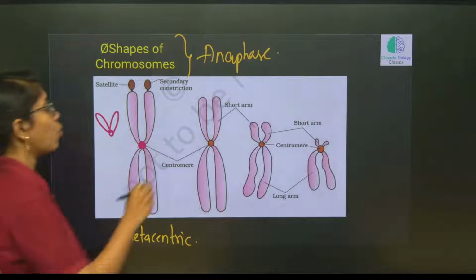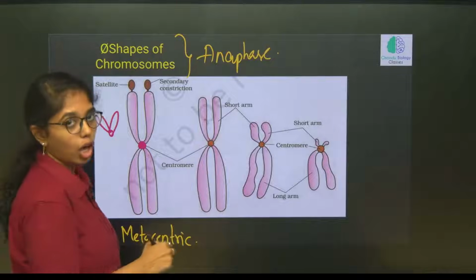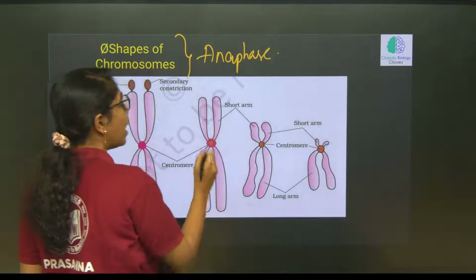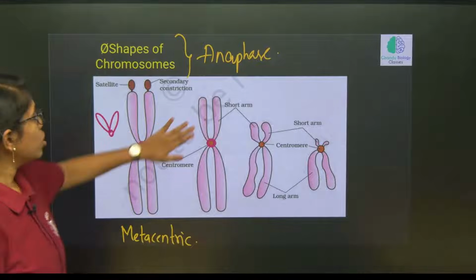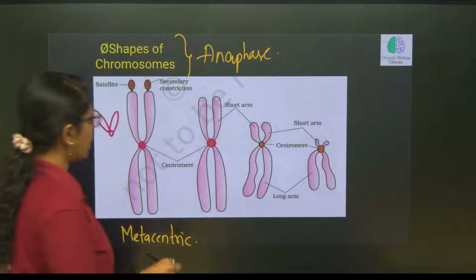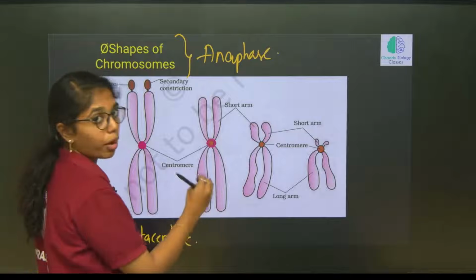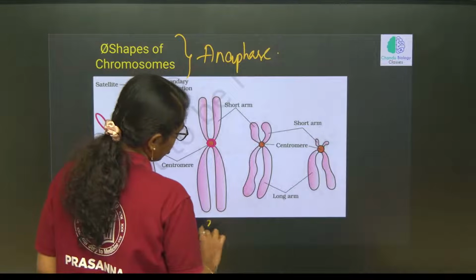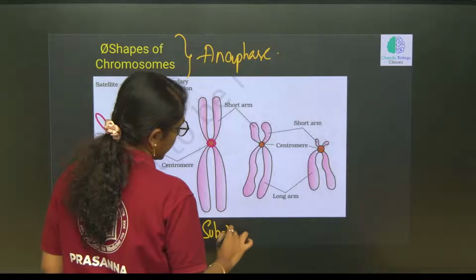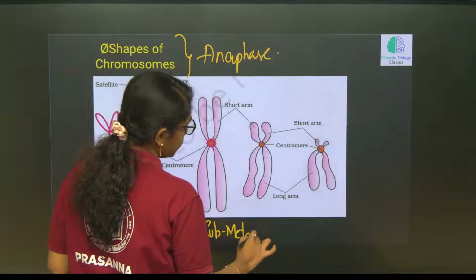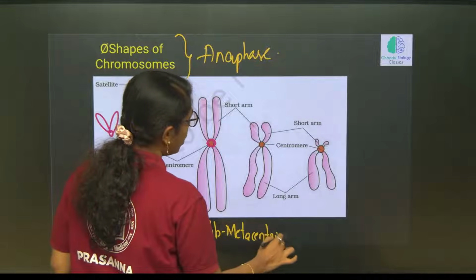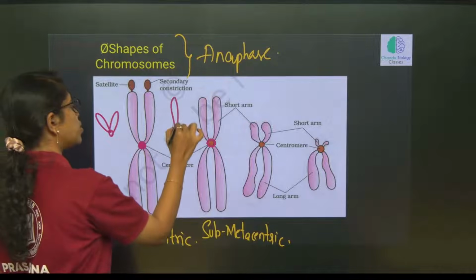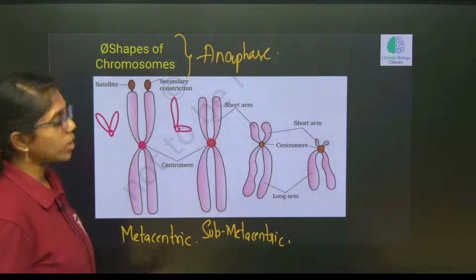And here, if you see, one short arm and one long arm, and the centromere position is close to one arm and far from the other arm. So, here it is showing what? This shape of the chromosome is called what? Submetacentric chromosome. One short arm and one long arm. Okay, and this gives out what shape? L shape. Okay, one long and one short arm.